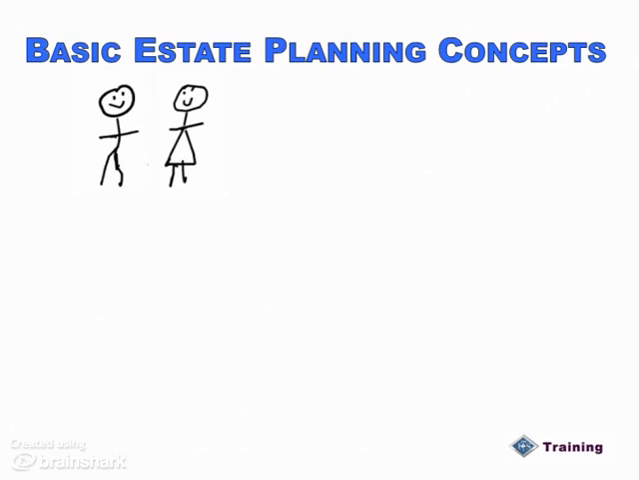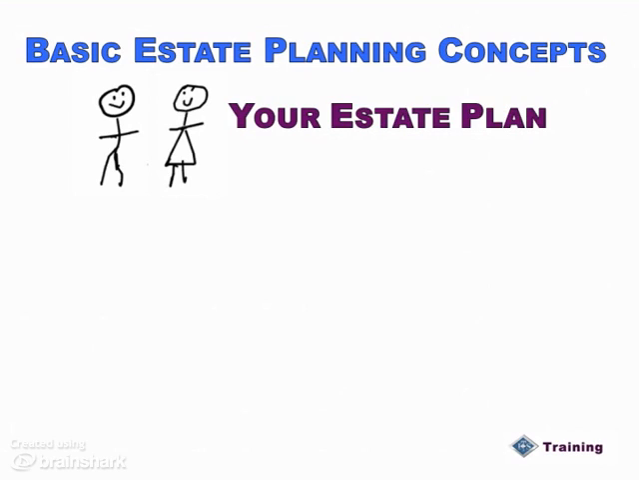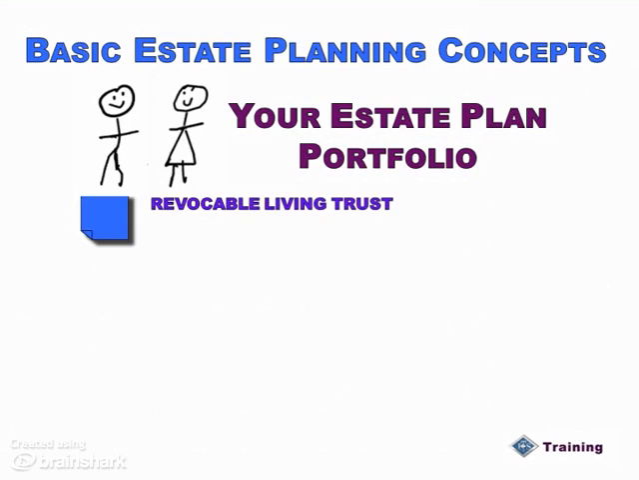We're almost done. Let's take a look at what you should look for when setting up your estate plan. Actually, an appropriate term would be your estate plan portfolio. Here is why. Your plan will include a revocable living trust. We have seen that this is an excellent vehicle to make sure that your assets go to who you want, when you want, and how you want.